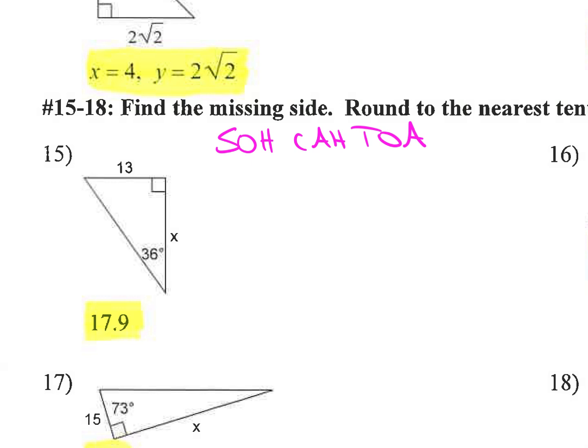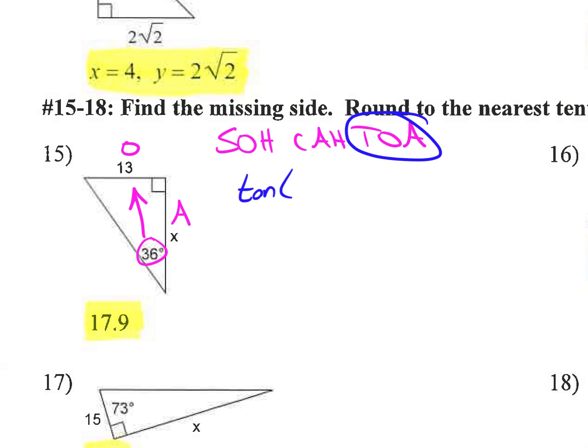Our reference angle is 36 degrees. That's the opposite side, so the 13 is opposite. The x is right next door, so it's the adjacent. So I'm going to use O and A. Which one am I going to use, SOHCA or TOA? TOA. So I'm going to use tan.